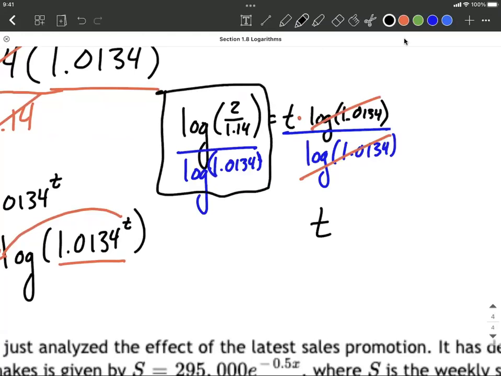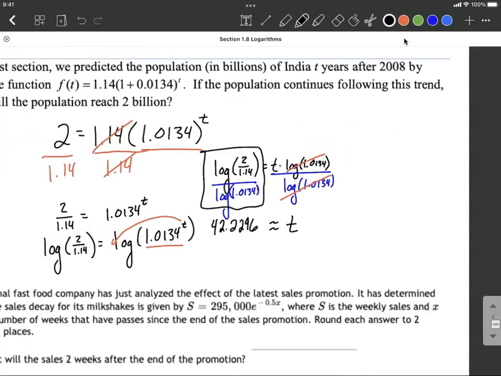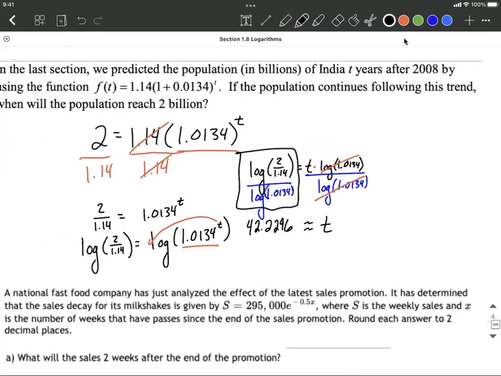But in the context of this, it'll probably be a little bit easier to actually get an approximation, right? So we push log of 2 divided by 1.14, close some parentheses for my calculator, divided by, I have to push log again, 1.0134, close some parentheses and press enter. So this will be approximately 42.2296. So about 42, a little bit over 42 years after 2008.